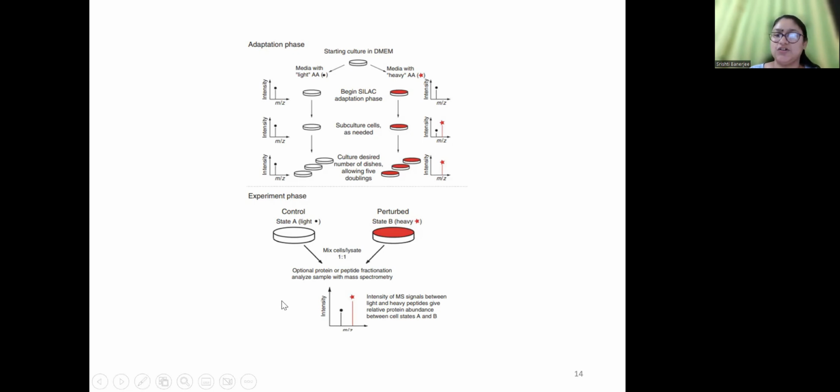What you do is take the control and the heavy one and mix them. Once you mix them and have the cell lysate, you do the normal tryptic digestion and fractionation and whatever the mass spec processes are, and you see there's a difference. The intensity of the MS signal between light and heavy peptides gives a relative protein abundance between the cell states A and B. If A and B were your states, you can see there's a mass shift in the difference. So that is what is done here.